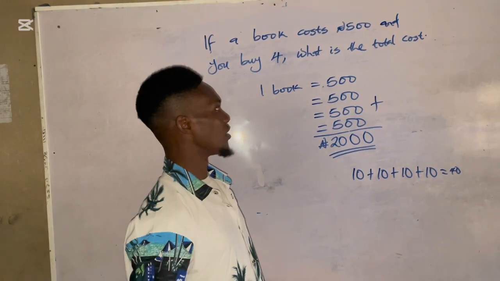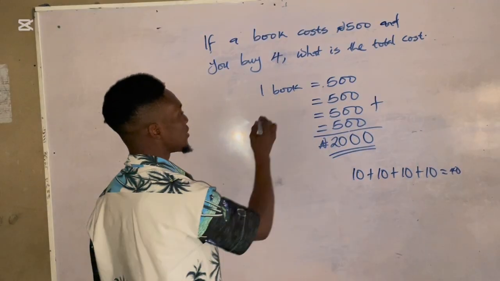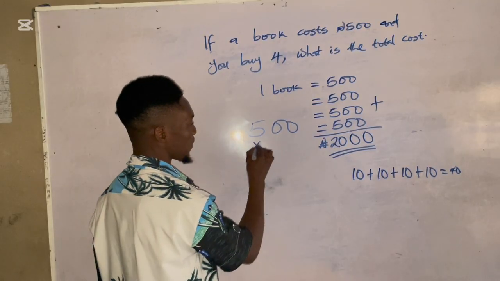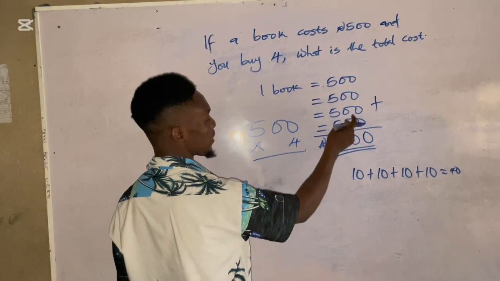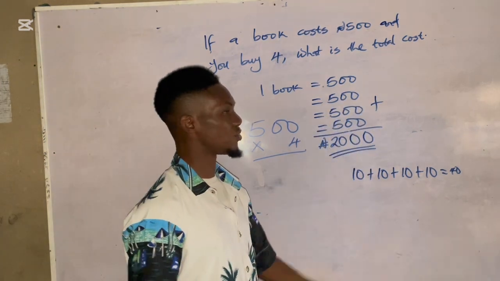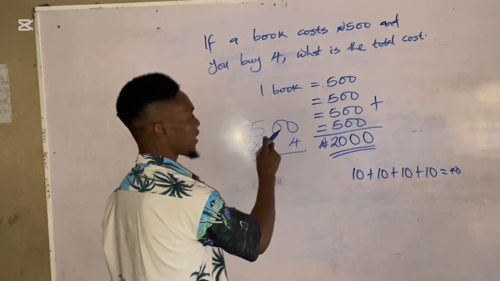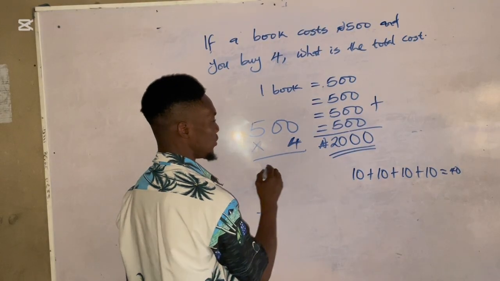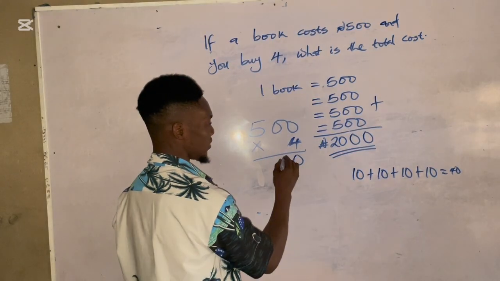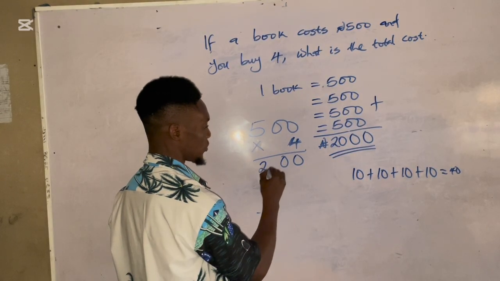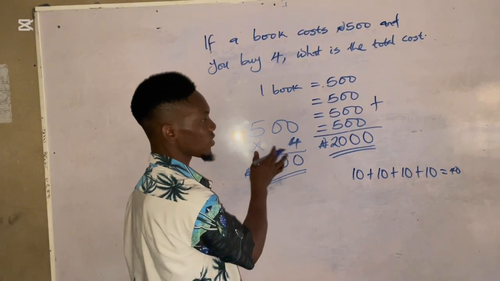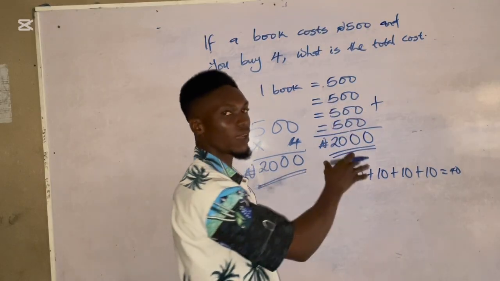In fact, this is a long way of solving. In a shorter way, we just say since one book costs 500 naira and you are buying 4, you just multiply by 4. Instead of adding 500 plus 500 plus 500, what if they say you buy 20? How are you going to add all this till 20? So the shortest form is just 500 times 4. You multiply and go your way. 4 times 0 is 0, 4 times 0 is 0, and 4 times 5 is 20, which will still give us 2,000 naira. So this is the easiest, the shortest way to solve, but the other one is more explanatory.